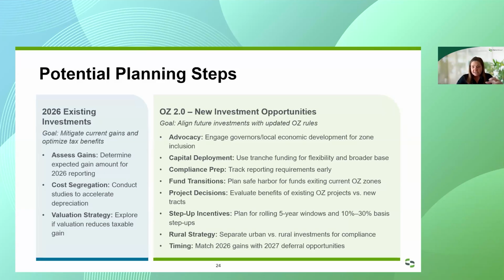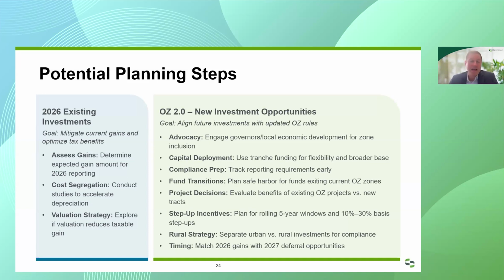Maybe you should start harvesting some losses across your portfolio to offset that gain. Maybe you should take advantage of other losses, maybe not just in your portfolio accounts, but are there other losses, whether they've been suspended in the past or they're carry forwards that should be taken into consideration? Cost segregation for those projects. Oh, Andy, did you want to say something?